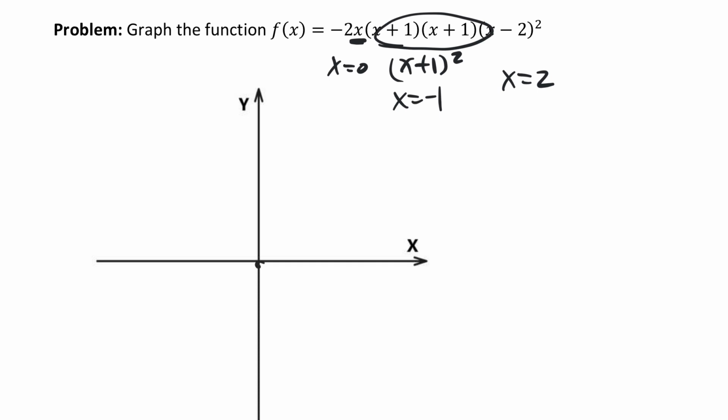We have the one at 0. We have the one at -1. And we have the one at 2. Now, we need to find the y-intercept, but when we do that, we notice that the first term gives you 0. -2 times 0 is 0, and then anything times 0 will be 0. So the y-intercept is also an x-intercept, and this is a little bit problematic.